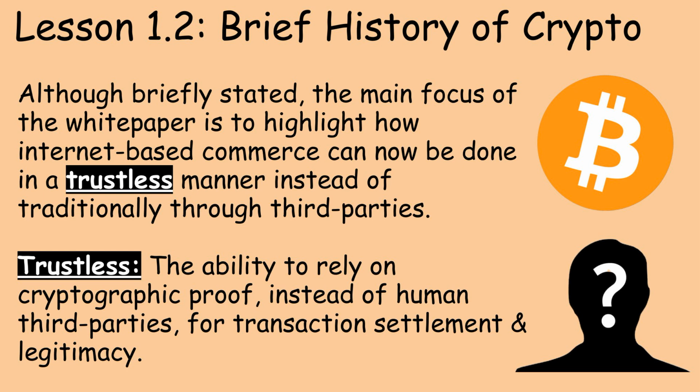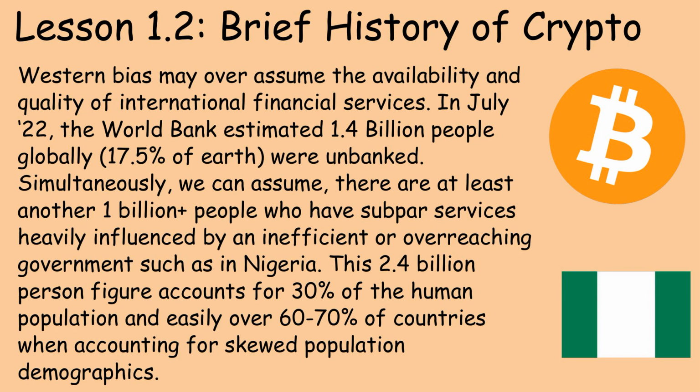So, although briefly stated, the main focus of the white paper is to highlight how internet-based commerce can now be done in a trustless manner instead of traditionally through third parties. And the definition of trustless is the ability to rely on cryptographic proof instead of human third parties for transactional settlements and legitimacy.